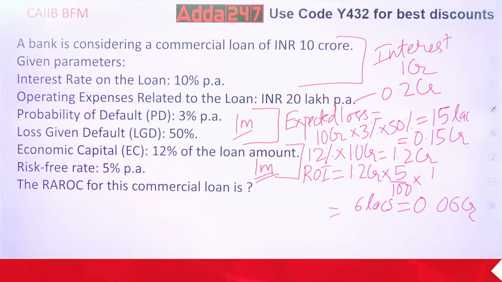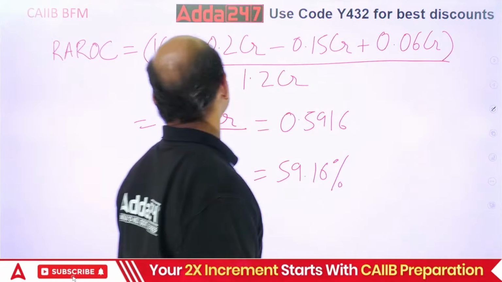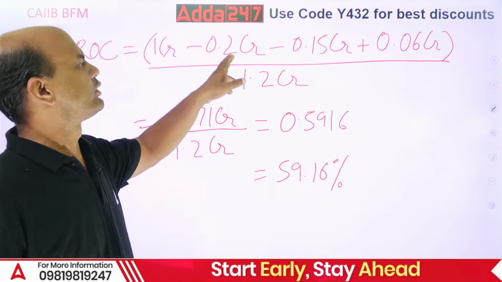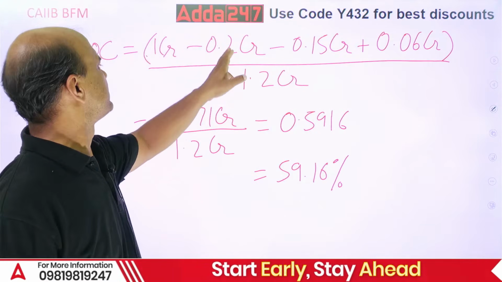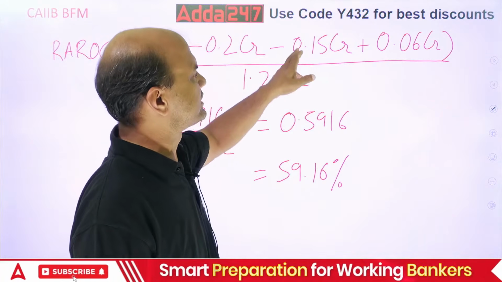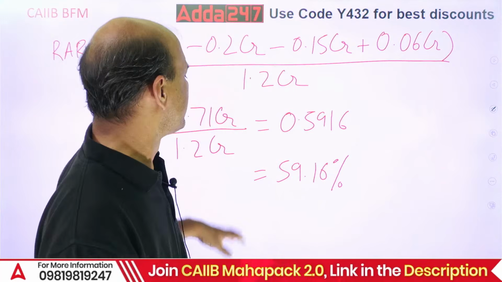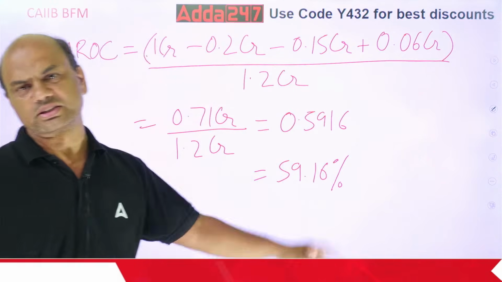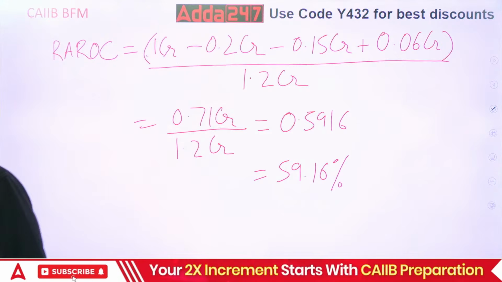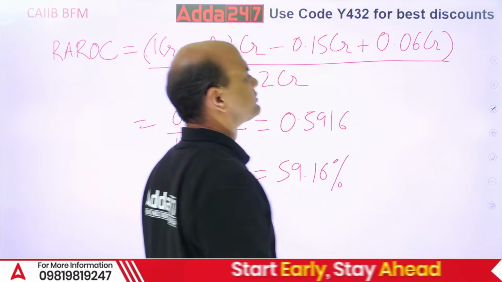Okay, so now you got this. Now it's very simple. See this: 1 crore minus 0.2, subtract it. 1 crore minus your expenses, minus your expected loss, plus your returns, the whole upon economic capital. So you get it as 59.16%. Clear? Move on.